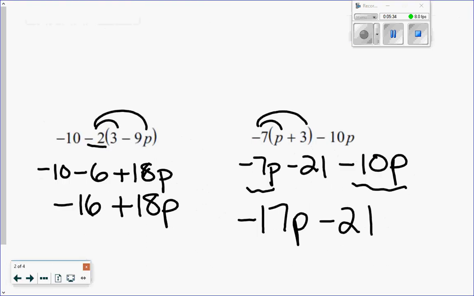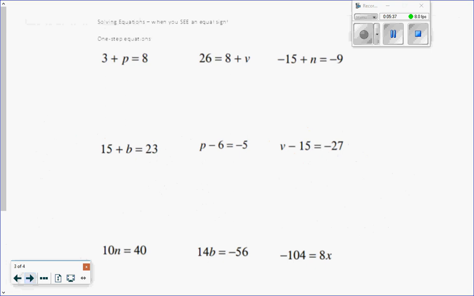We'll go to the next slide, the next page in your packet. Now here's where things begin to change a little bit because we're going to be solving equations. We see an equal sign. So these are all one step on this page where we're solving for the variable. In this problem, 3 plus p equals 8, we need to move the 3. And the 3 is positive. So we move that by subtracting 3 from both sides. And we get p equals 5.